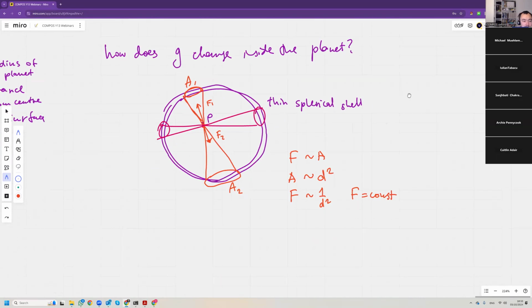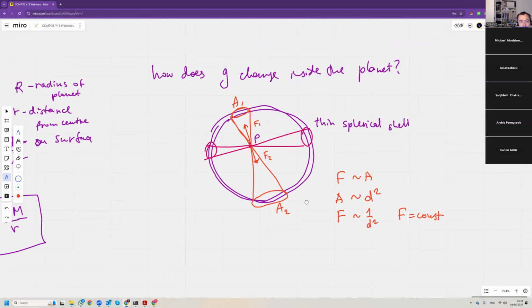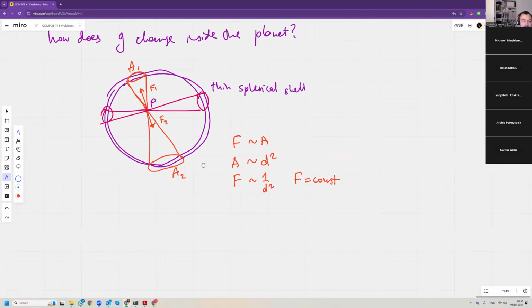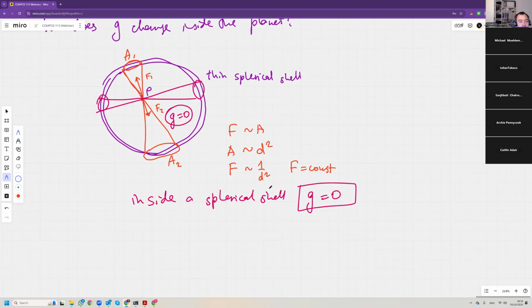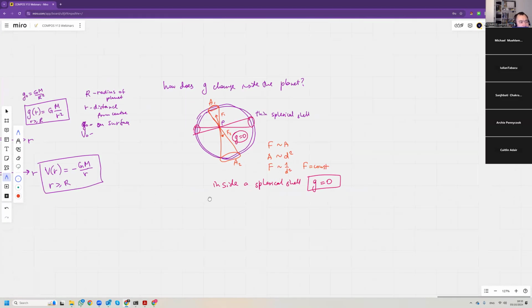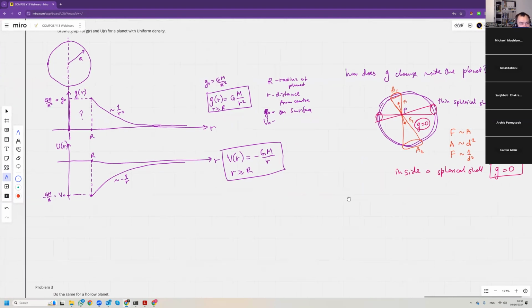Right. So yeah, inside a spherical shell of uniform density, of course, gravitational field will always be 0. G is 0 inside a spherical shell. Cool. That is actually really nice. It's a really nice result.